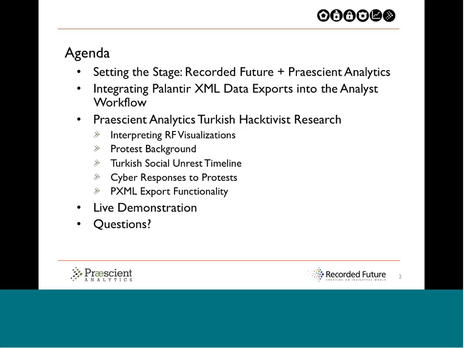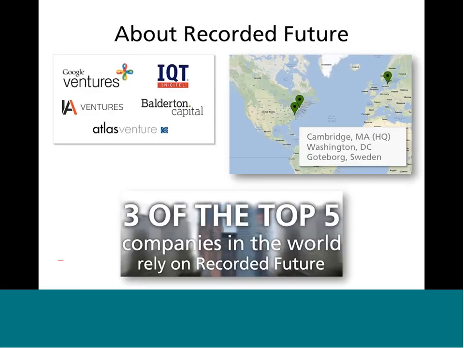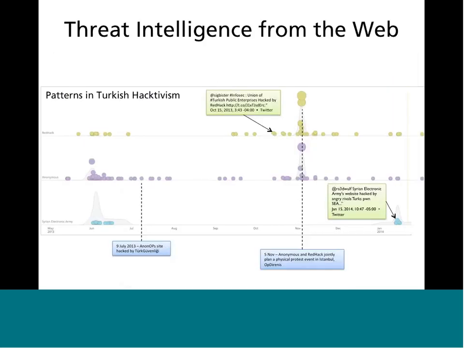For some of you that have visited us before, a little bit of the initial content may be familiar. Just a little bit about Recorded Future. We have offices in Cambridge, Washington, D.C., and Gothenburg, Sweden. We're venture-backed, and we've been around since late 2009. What we're here to talk about today, and something that we've worked very hard on over the last, I'd say, 8 to 10 months, is deriving threat intelligence from the web.